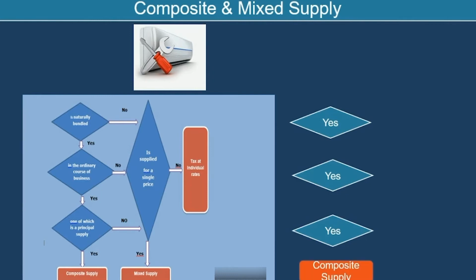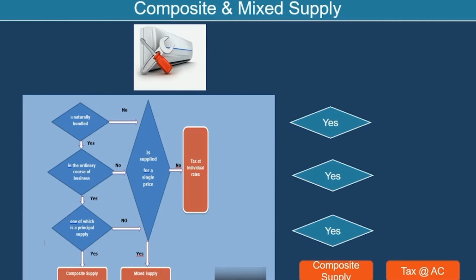As we have discussed, in case of composite supply, the tax rate applicable to the principal supply will be applicable for the entire supply. So the tax rate applicable for AC, in this case the principal supply, applies for the entire supply value. So in our example, AC is taxed at the rate of 18%, then 18% will be charged on the entire consideration.